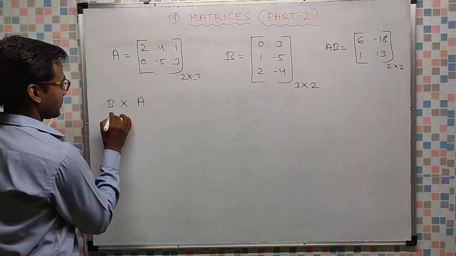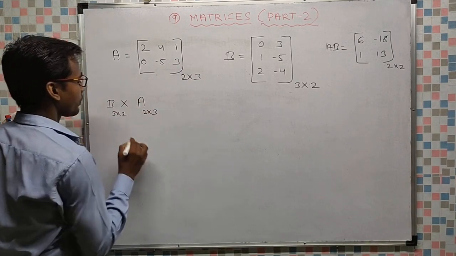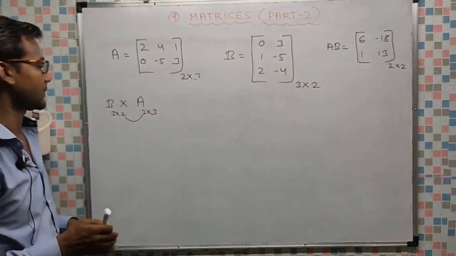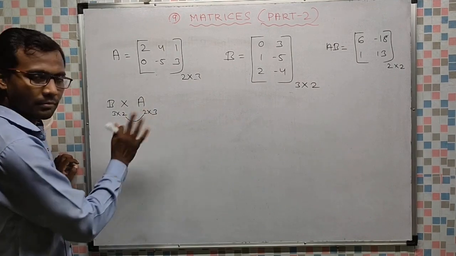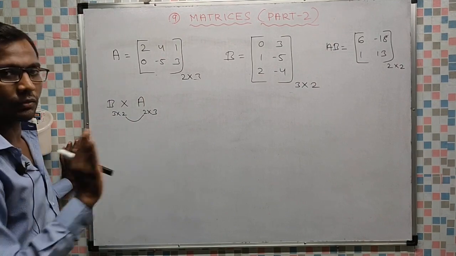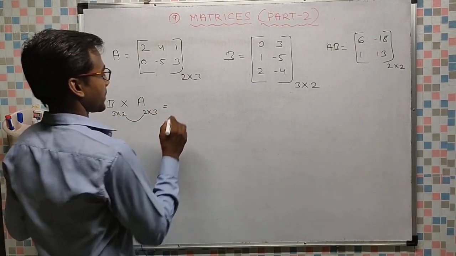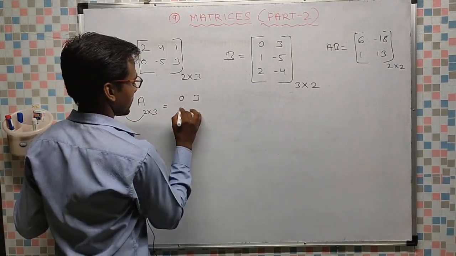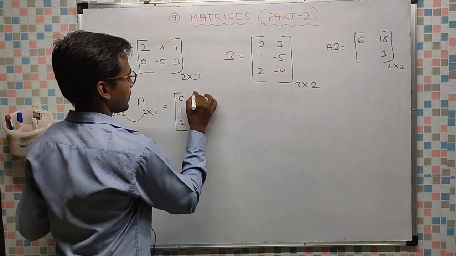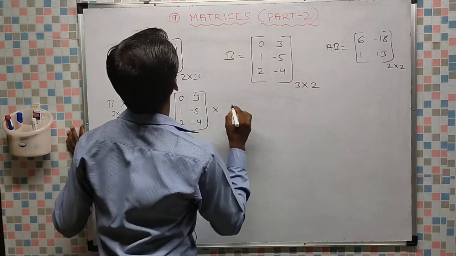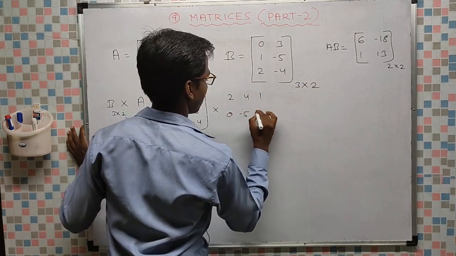Order of B is 3 by 2. Order of A is 2 by 3. These two are same. Number of rows of the second matrix equal number of columns of the first matrix, same. So it is possible. So in this case, B into A is possible. So let us multiply. Let us write B: 0 3, 1 minus 5, 2 minus 4, into A: 2 4 1, 0 minus 5 3.